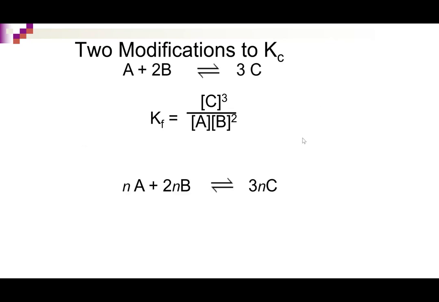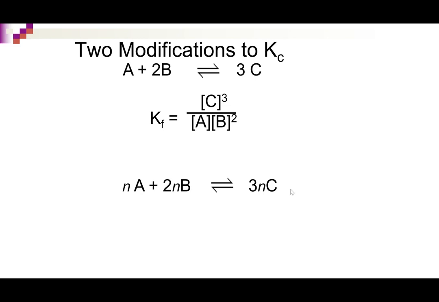The next modification that we want to talk about is what if we want to multiply through by some number. So here again is our initial reaction. A plus 2B produces 3 molecules of C. Let's say we want to multiply by some number. Let's say we want to double everything. So instead of looking at 1 molecule of A, I want to look at 2 molecules. And instead of looking at 2 molecules of B, we now have 4. And instead of producing 3 molecules of C, we now have 6, right? So we just multiplied each of the coefficients by 2.